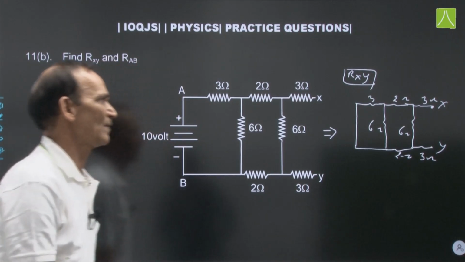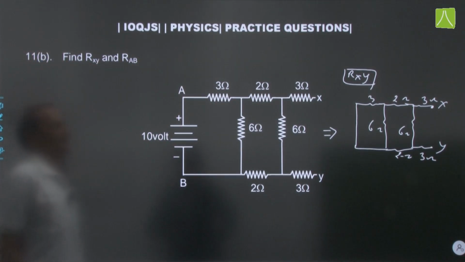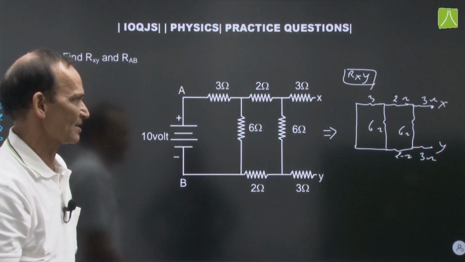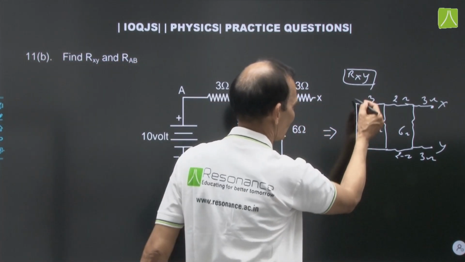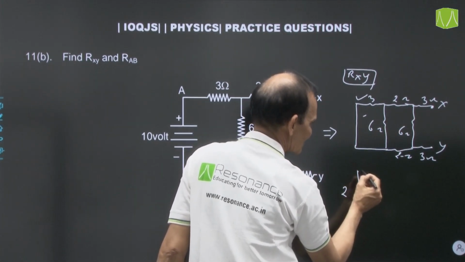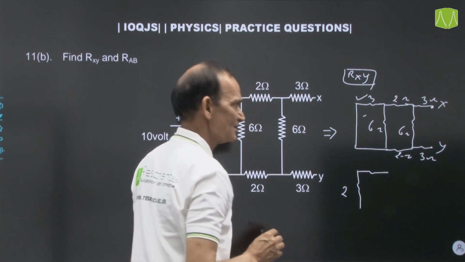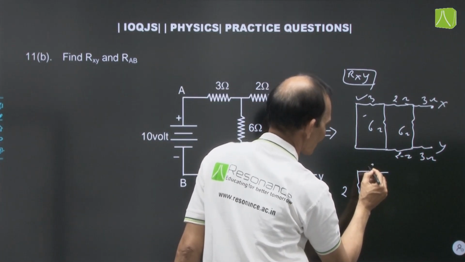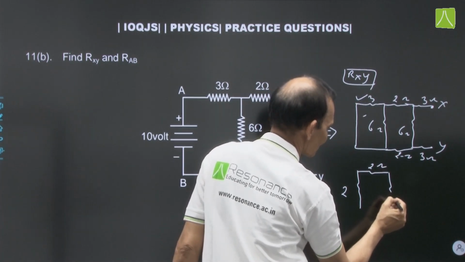We have to find the equivalent resistance between X and Y. So think about this 3 ohm and 6 ohm, they are connected in parallel. So the equivalent resistance of 3 ohm and 6 ohm will be 2 ohm. This 2 ohm is as such. Is it clear? This 2 ohm is as such. Now this 6 ohm, it is 6 ohm.